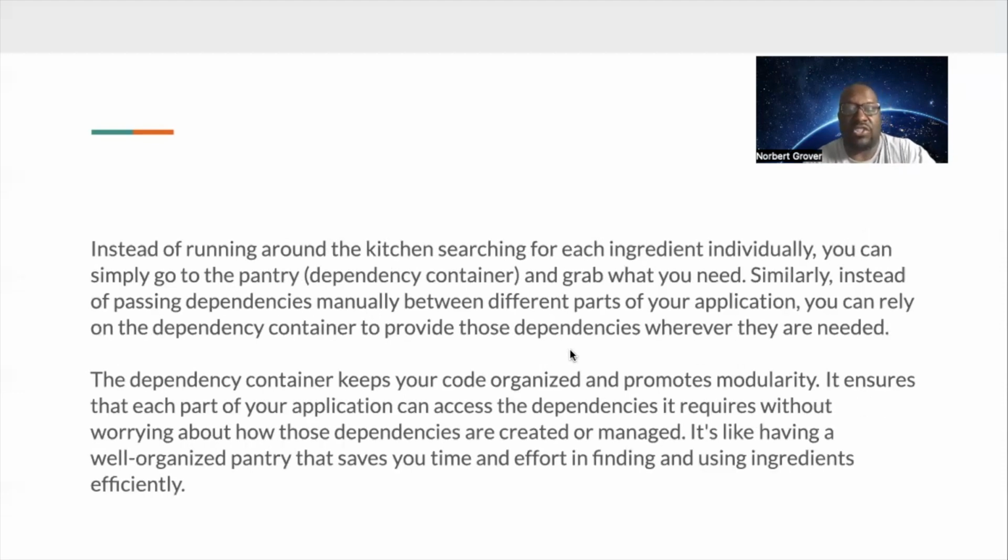Instead of running around the kitchen and searching for each ingredient individually, you can simply go to the pantry, the dependency container, and grab what you need. Similarly, instead of passing dependencies between different parts of your application, you can rely on the dependency container to provide these dependencies wherever they are needed. The dependency container keeps your code organized and promotes modularity. It ensures that each part of your application can access the dependencies it requires without worrying about how those dependencies are created and managed. It's like having a well-organized pantry that saves you time and effort in finding and using ingredients efficiently.